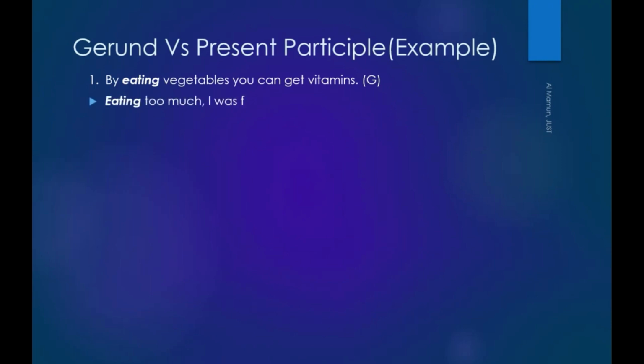By eating vegetables, you can get vitamins. So you see, by eating vegetables, it comes after a preposition. So after preposition, you have a noun, so it functions as a noun. That's why it is a gerund. Eating too much, I was feeling uneasy. Eating too much, so you have a comma, and was feeling is the verb, and you have a subject for was feeling, I. So eating does not have a verb, so it isn't a subject, but it modifies how or why was I feeling uneasy. So this eating functions as an adjective, and that is why it is a present participle.